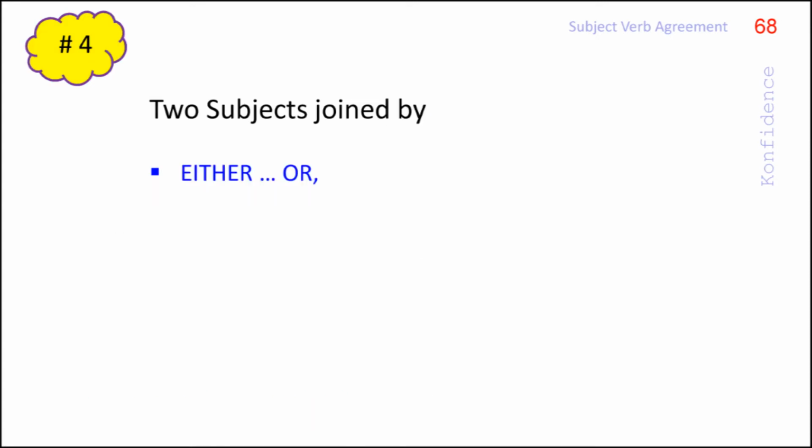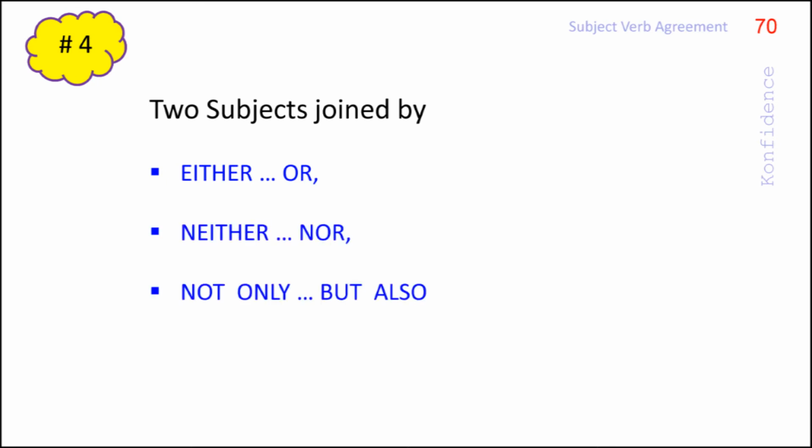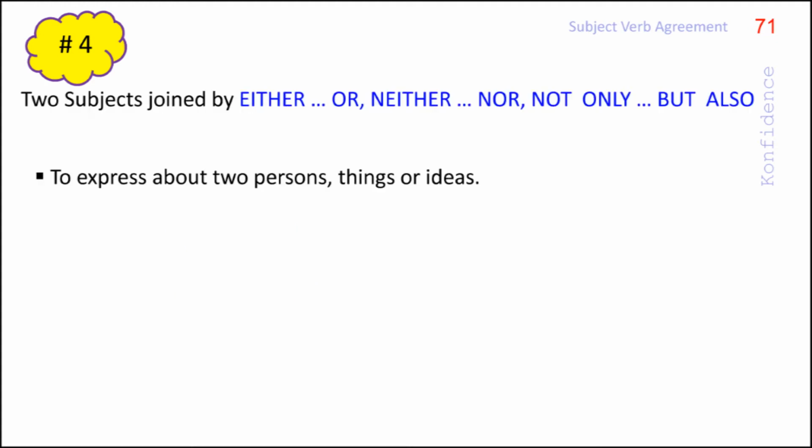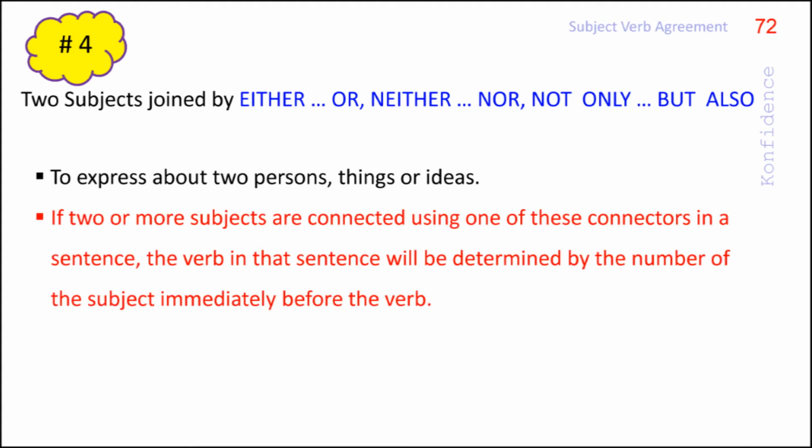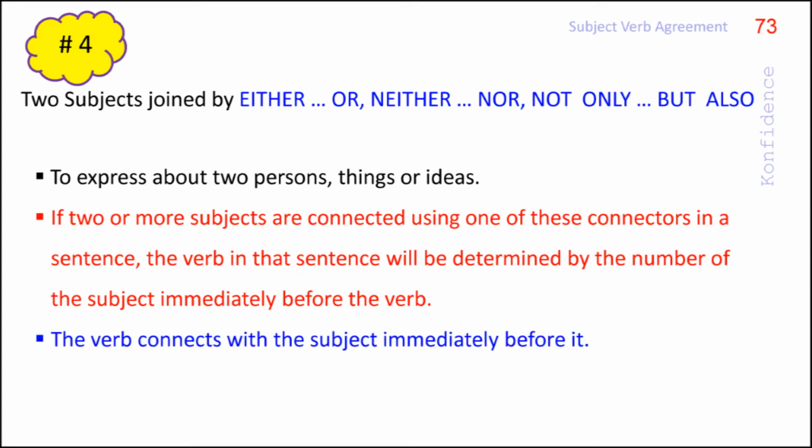Three conjunctions or connectors are given here: either or, neither nor, and not only but also. When we want to express about two persons, things, or ideas, we use these connectors. Well, if two or more subjects are connected using one of these connectors in a sentence, the verb in that sentence will be determined by the number of the subject immediately before the verb. In other words, the verb connects with the subject immediately before it.